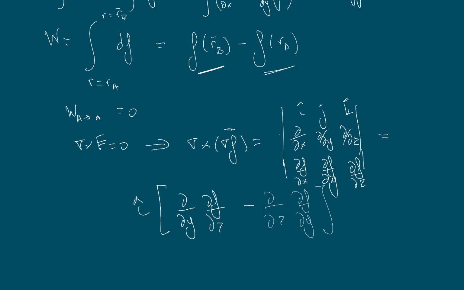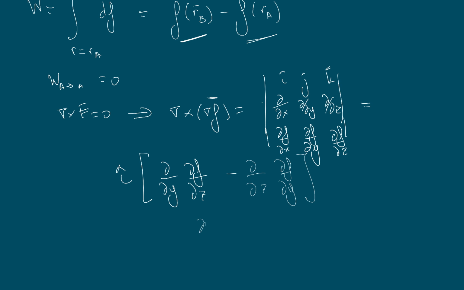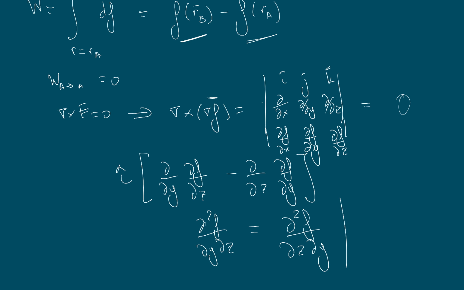So if f is continuous, the cross partial derivatives, the derivative of f with respect to y and z, will be equal to the derivative with respect to z and then y. So the second derivatives will be the same. So this will be 0. This will happen for all the components, so the curl is 0. So if the curl is 0, F is conservative.